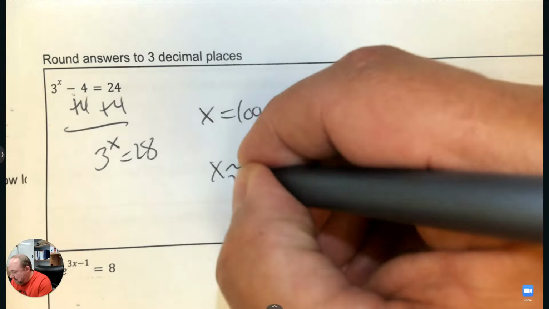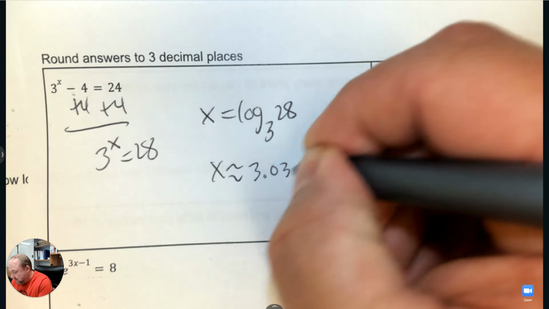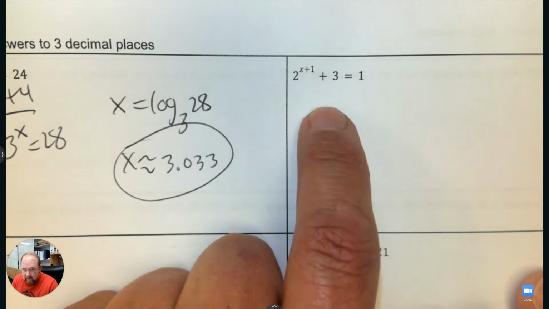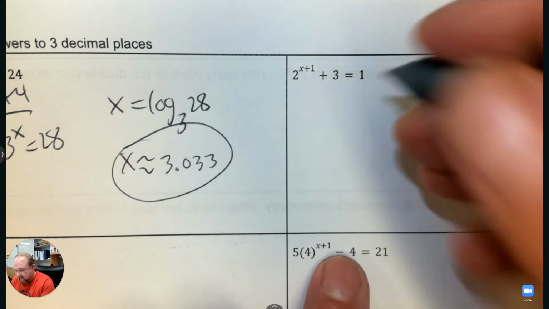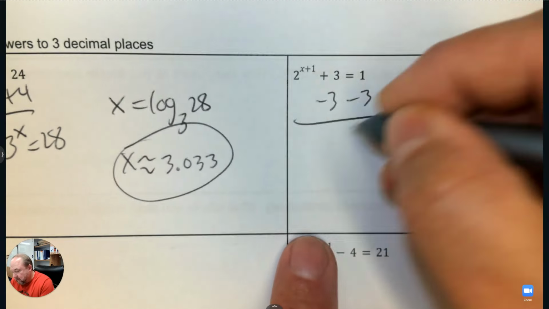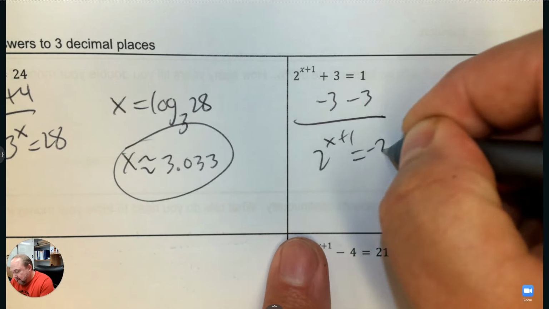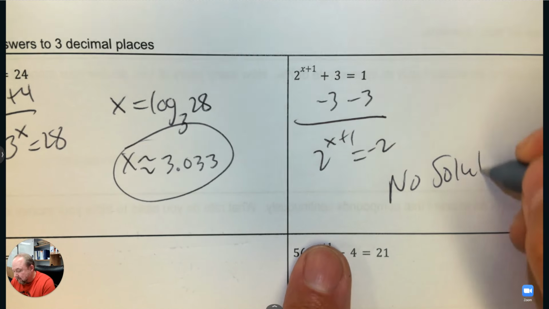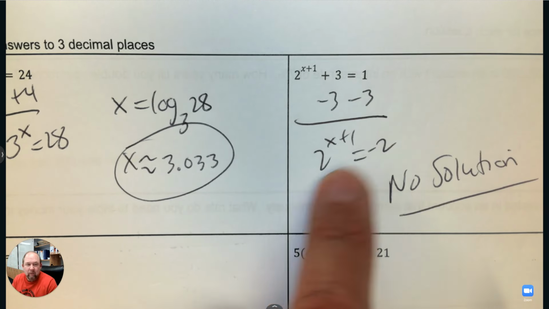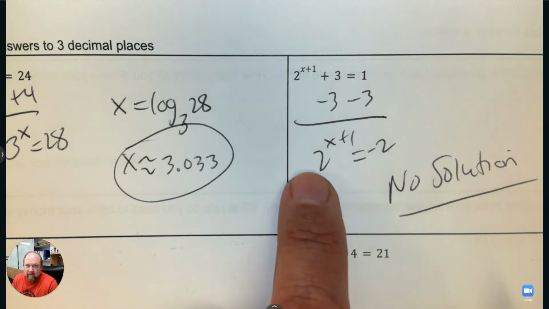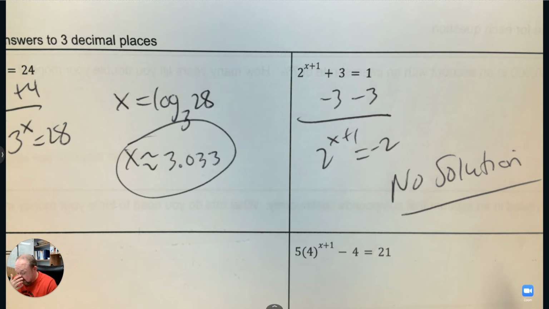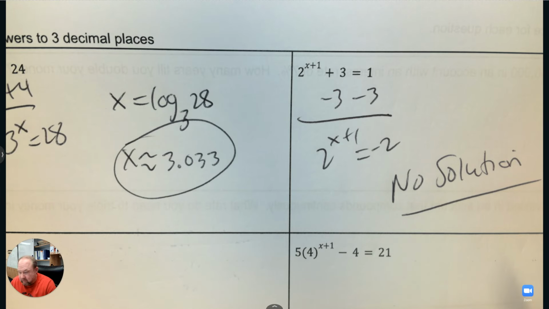If you can't press pause and try it on your own, you're not passing the exam, right? So we got to try. So for this one, can you try to do it first and then see what happens? This one's a bit of a trick, sorry. So when you subtract 3, you get 2 to the exponent x plus 1 equals negative 2. That's impossible. An exponential will always have a positive value. So this has no solution to it. No matter what number you put in, the answer will always be positive. So this will be no solution.